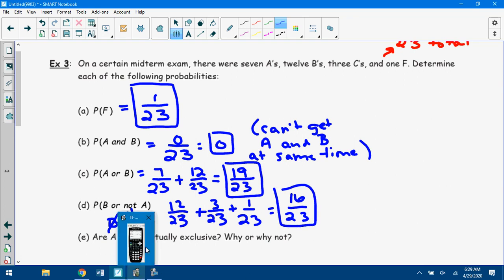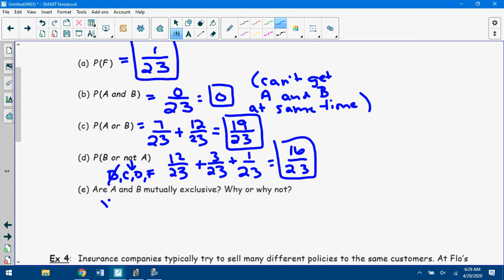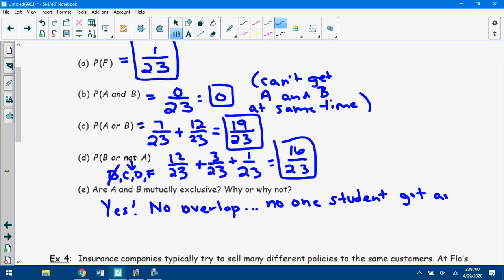Are A and B mutually exclusive? Why or why not? We already talked about that. Yes, they're mutually exclusive because there's no overlap. No one student got an A and a B at the same time. Okay, so that one I didn't even really draw a picture, a table, or anything. I just was able to keep track. And it's easier to keep track if they're mutually exclusive.